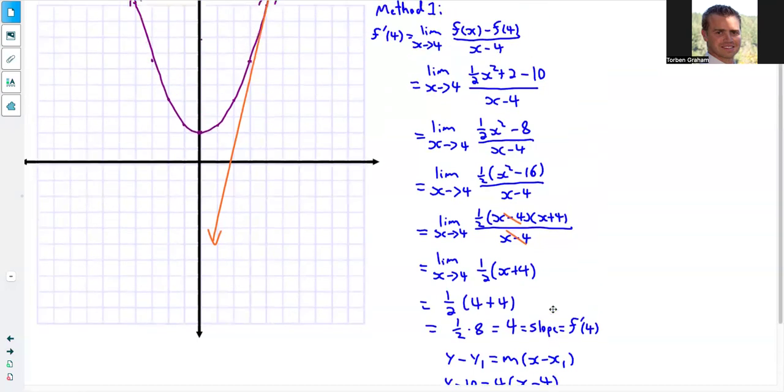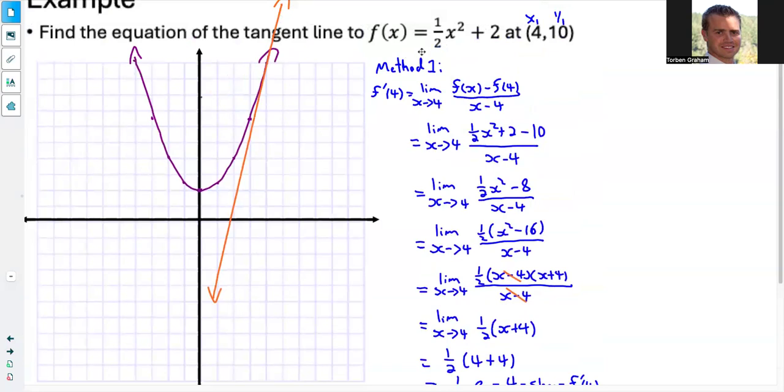Okay, so that was our first method. We will do it with a second method. Second method, to get our slope at 4, we can use our limit as h approaches 0 of f of 4 plus h minus f of 4 over h.